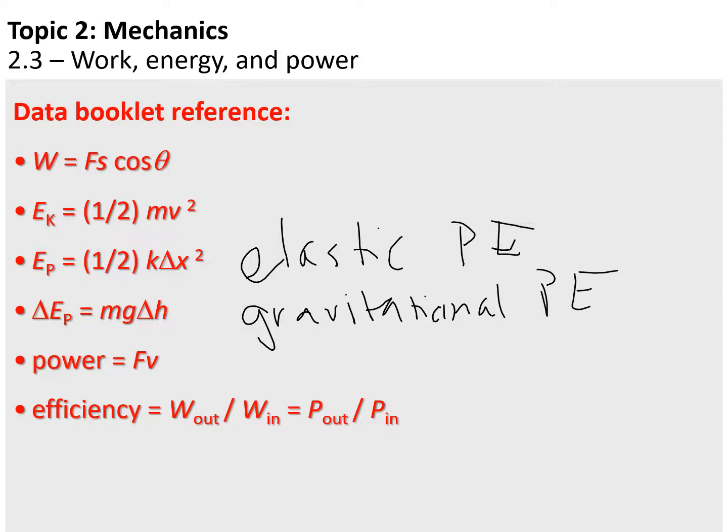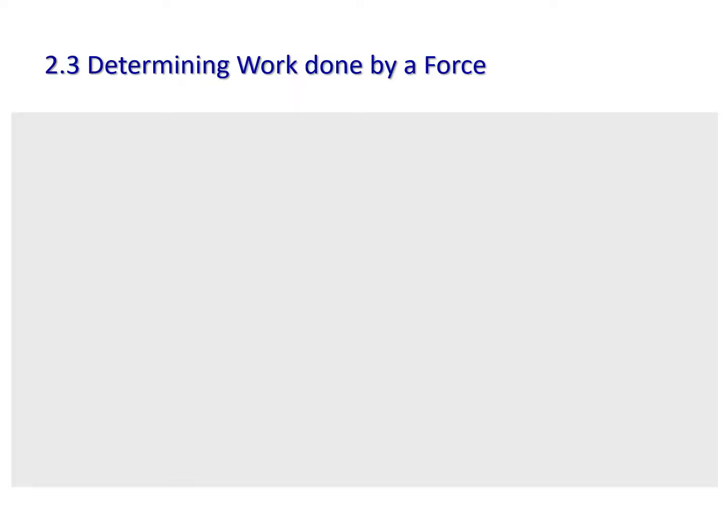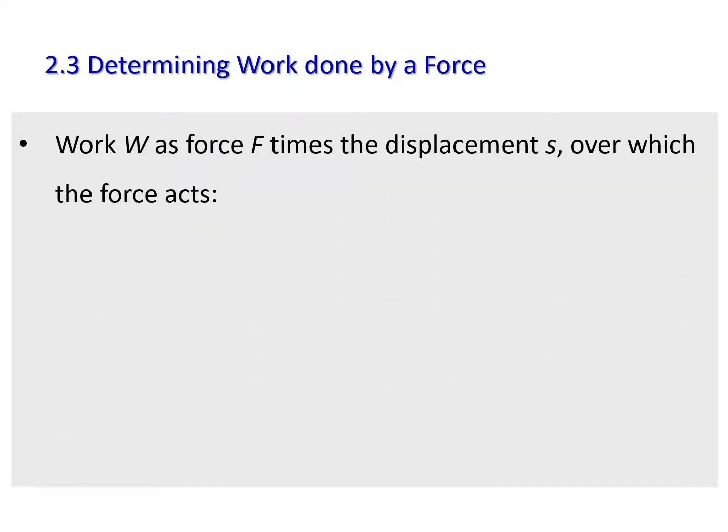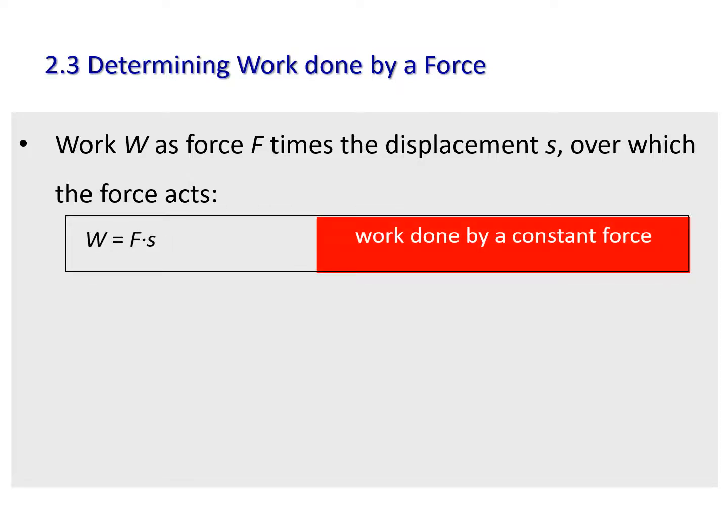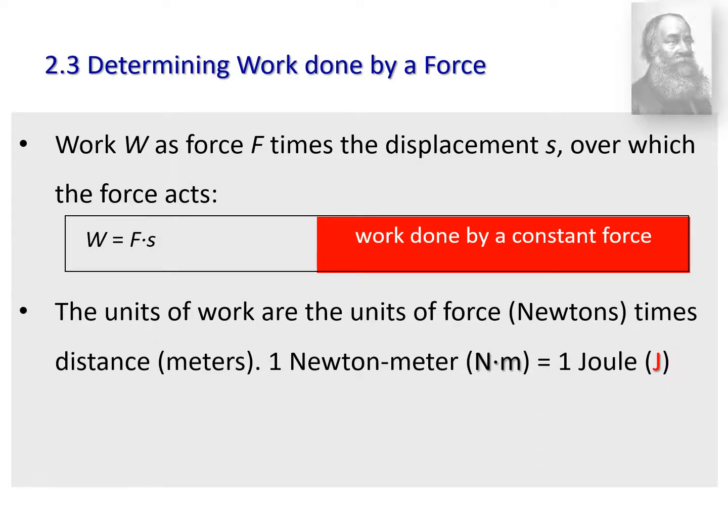Okay, so determining work done by a force. Work, capital W, is force times displacement over which the force acts. This is the dot product. Work is equal to F dot S. Unit for work, Newton times a meter, which is the same thing as a joule.